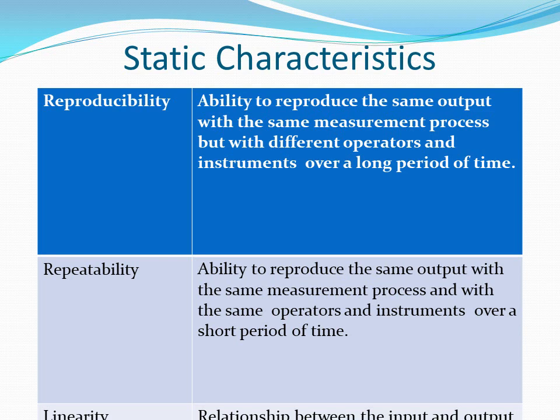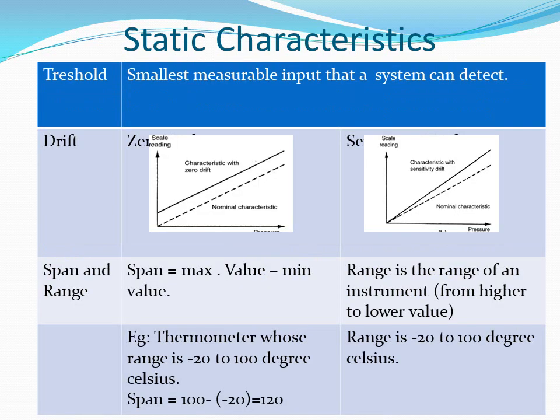Okay, then linearity. Linearity is the relationship between input and output. So when you're drawing a graph, when the relationship between the input and the output is a straight line, then I can say it is a perfectly linear instrument.